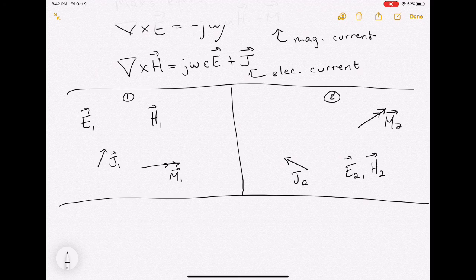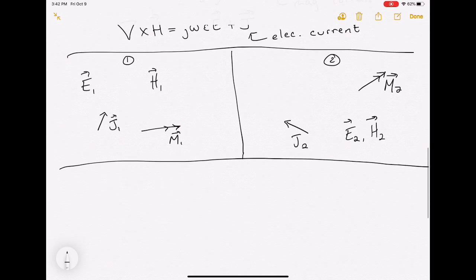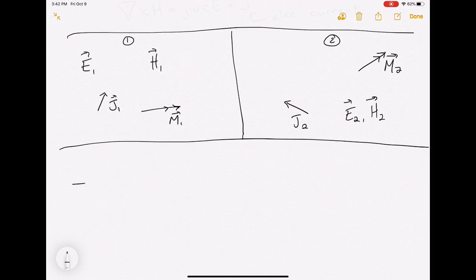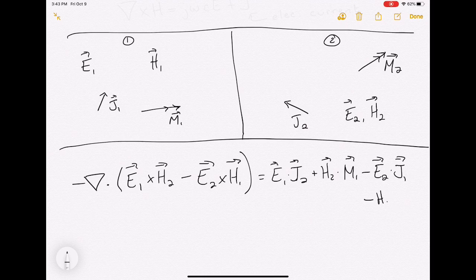Now, we apply all of those vector identities to Maxwell's equations in order to get the Lorentz reciprocity theorem, which is, in differential form, minus the divergence of E1 cross H2 minus E2 cross H1 equals E1 dot J2 plus H2 dot M1 minus E2 dot J1 minus H1 dot M2.